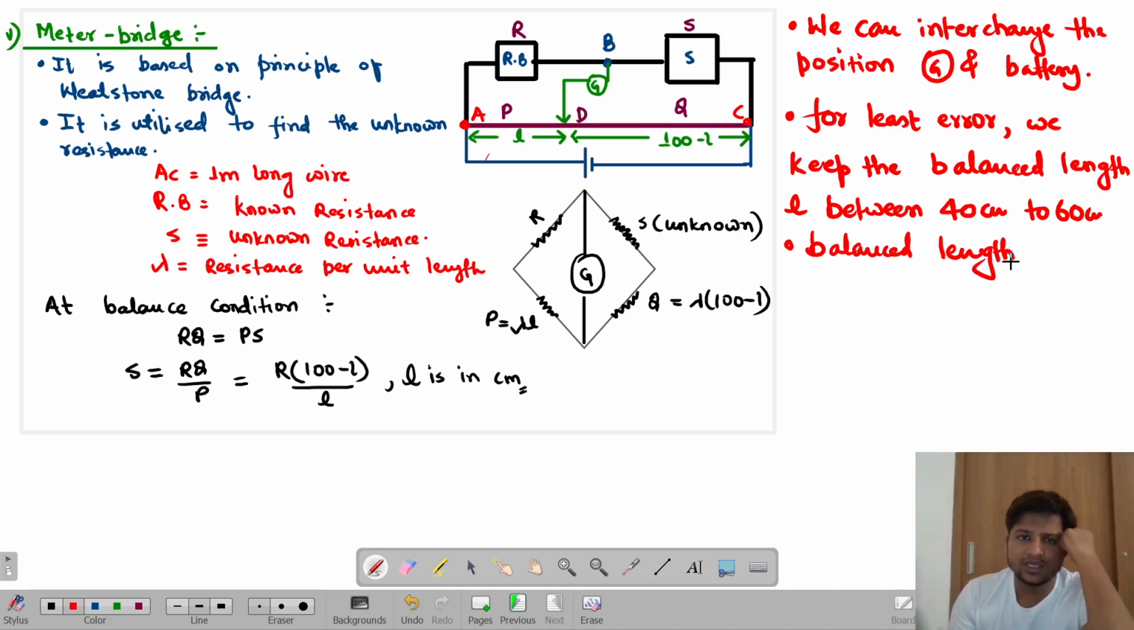In reality, how come it is possible? You only tell me. If the temperature is high, resistance will become more. If the temperature is less, resistance will become less. So how come it will be exact?